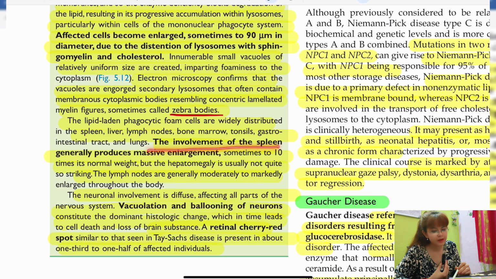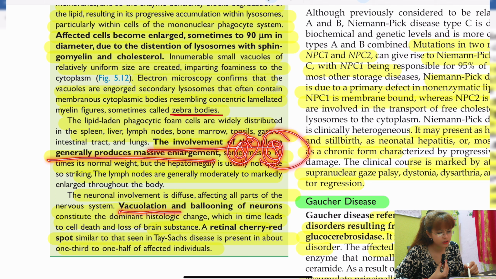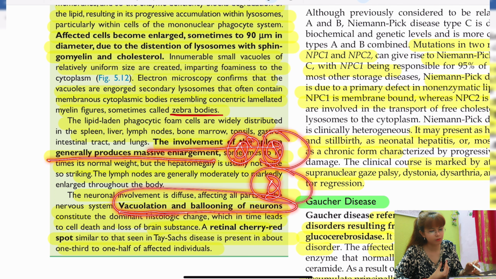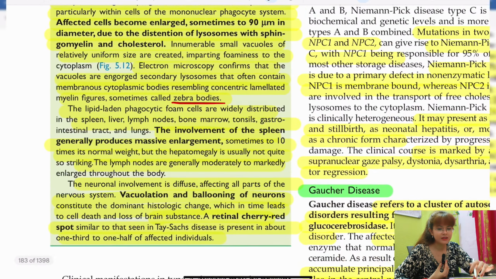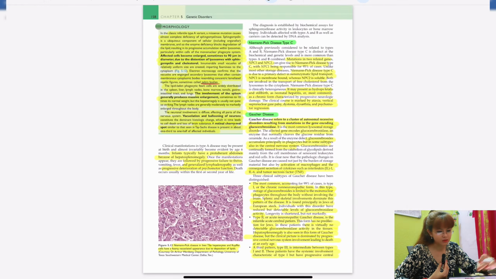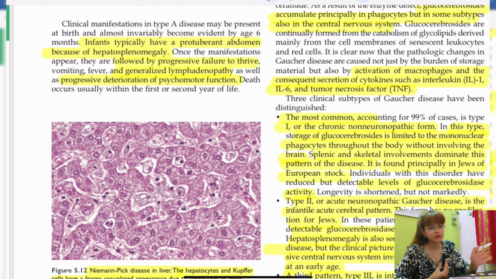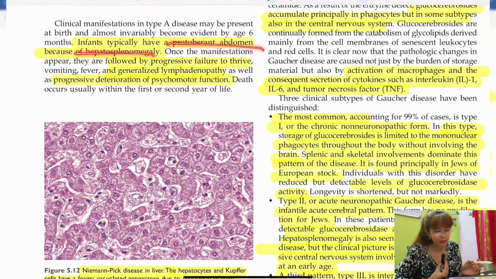The involvement of the spleen generally produces massive enlargement. Very important point. There's vacuolation and ballooning of the neurons. Very important point. Retinal cherry red spot is also seen. Very important point. So whatever is marked here, you can see in bold, all your last minute revision topics. Then the infants present with a protuberant abdomen because of hepatosplenomegaly.